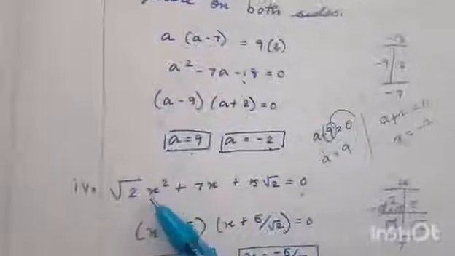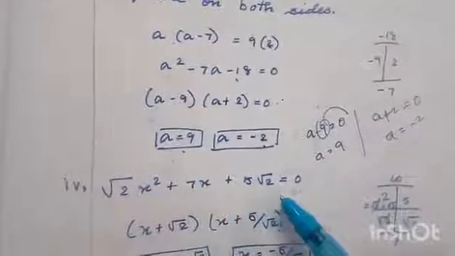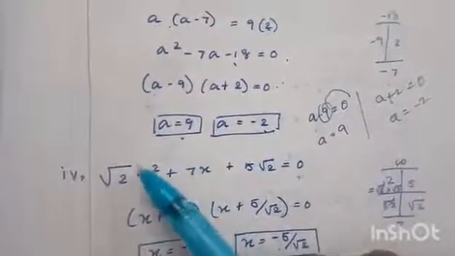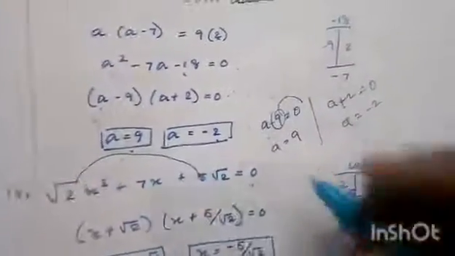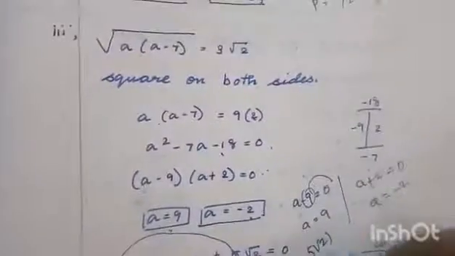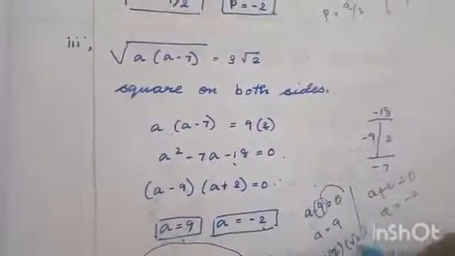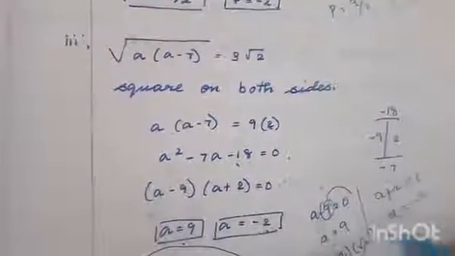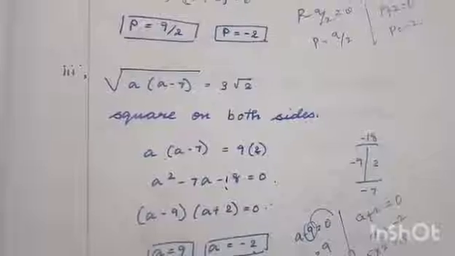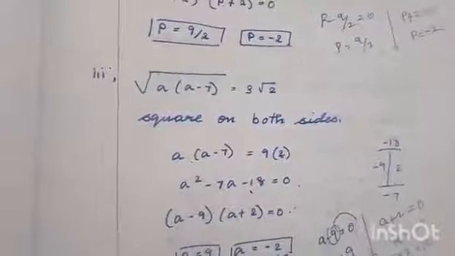Okay. Then the fourth problem: root 2 into x square plus 7x plus 5 root 2 equal to 0. So that is how you have to multiply these two. That is 5 root 2 into root 2. Root 2 into root 2 what? 2. So that is 5 into 2, equal to 10. The product value is 10, sum value is 7.